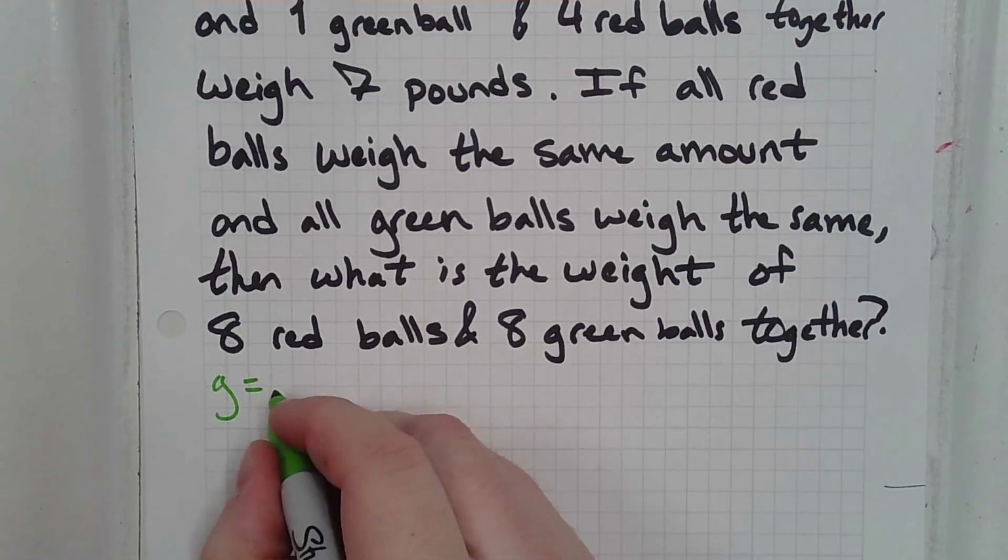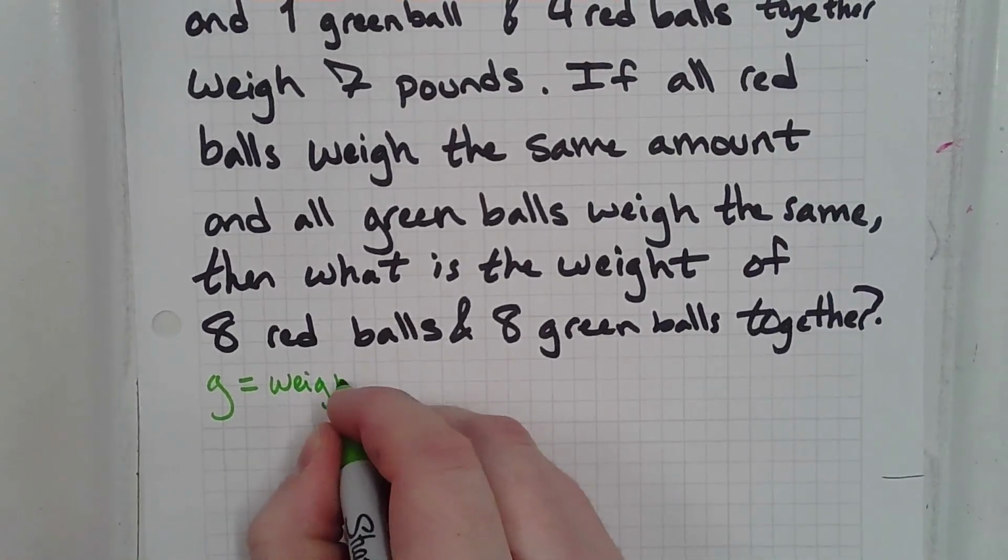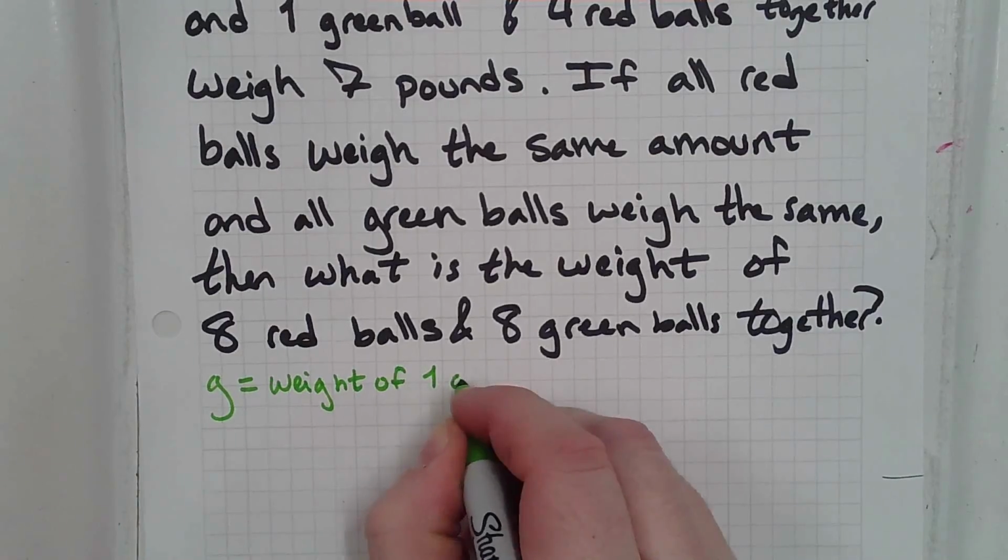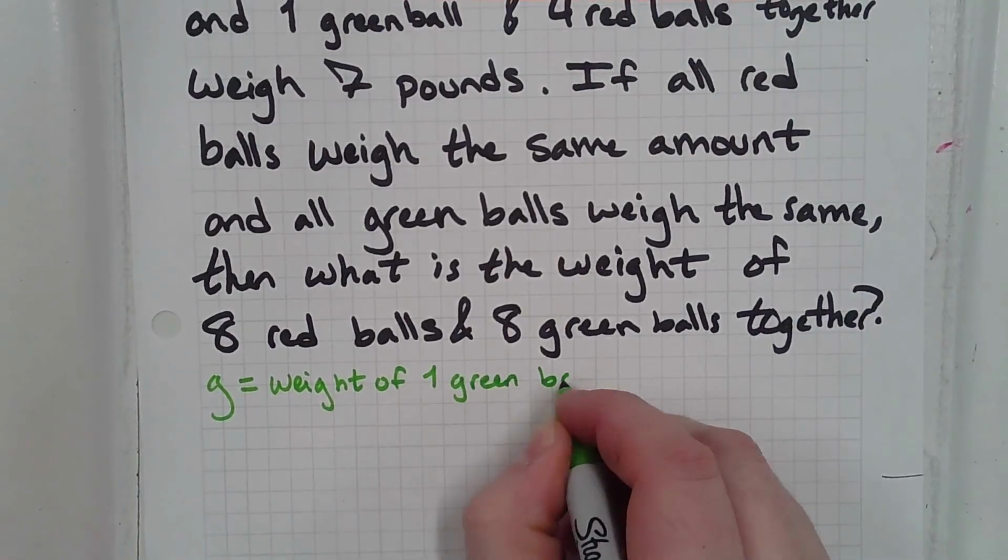G is the weight of 1 green ball. That's what I'm going to define that as.